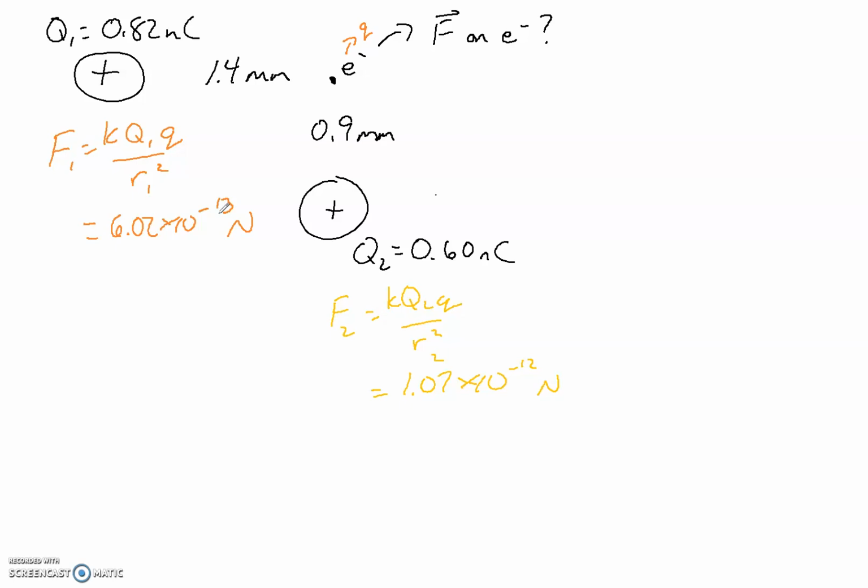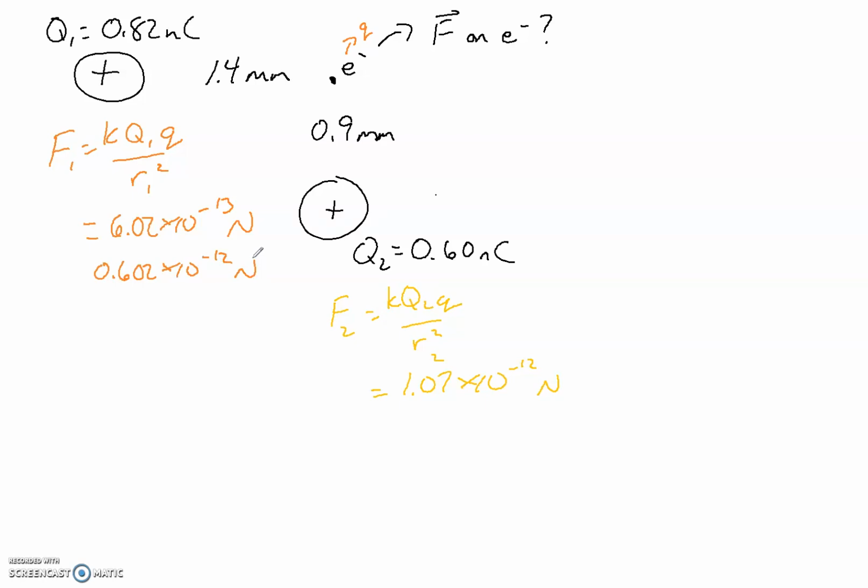I just like having my powers of 10 the same, just so I can see the magnitude difference between my forces. So this one here, I can just change this one right here, and this would be 10.7 to the negative 13, or I can change this one as well. And I think I'm going to change this one to 0.602 times 10 to the negative 12 newtons. I just like having my powers of 10 the same.